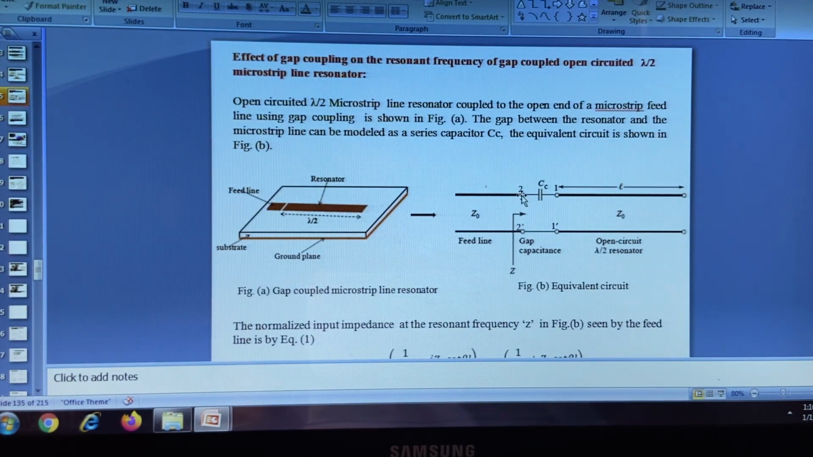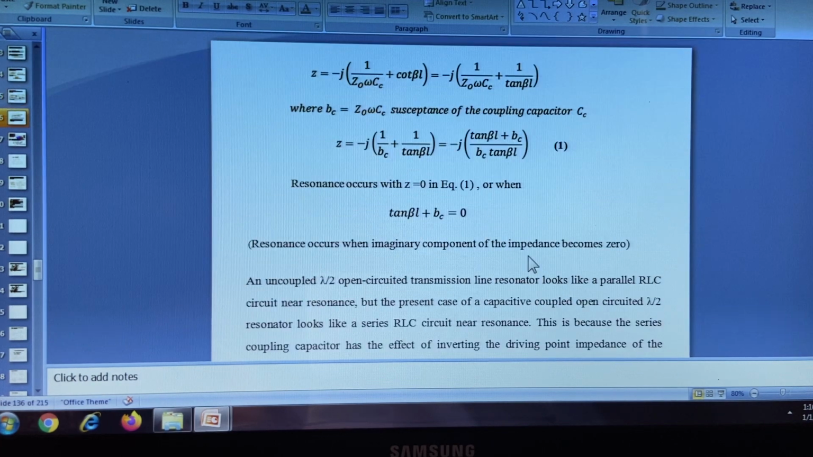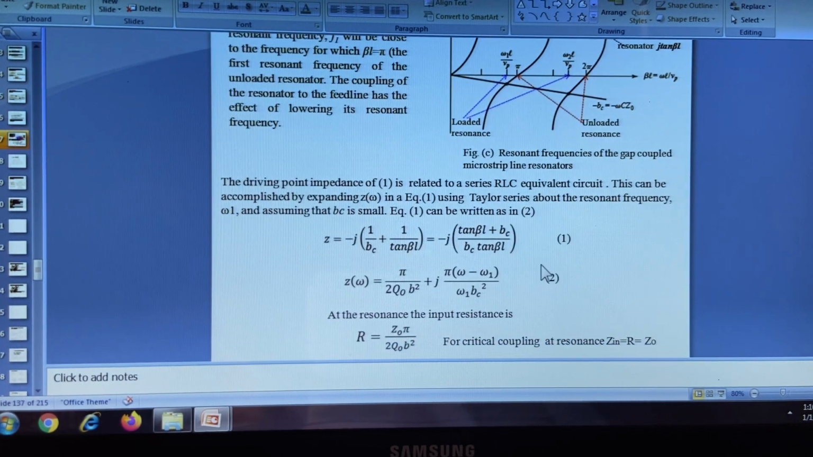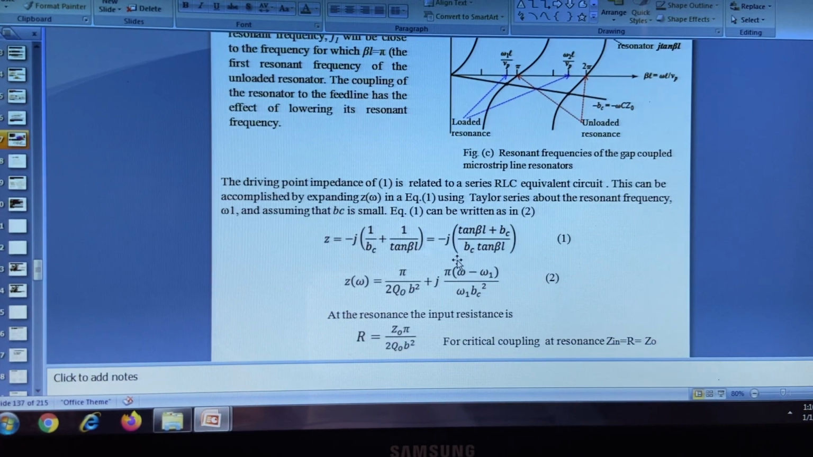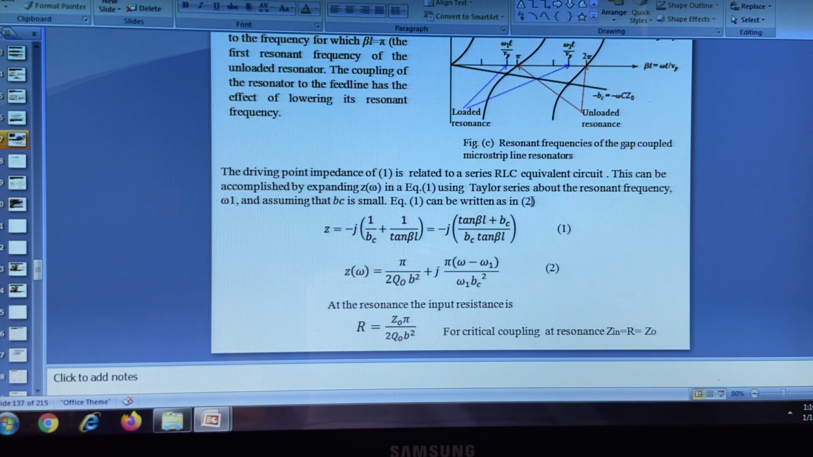This is the input impedance between the terminals. The input impedance is given by this equation. If this equation is expanded using Taylor series about the resonant frequency, you will have this equation with respect to omega 1, that is the first resonant frequency, the fundamental frequency of operation. If we expand this equation using Taylor series expansion, you will be getting this.